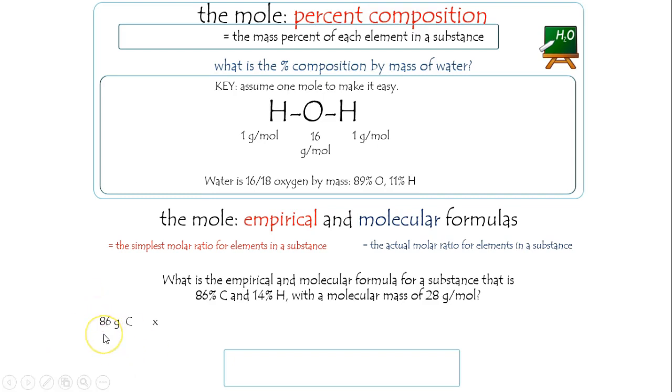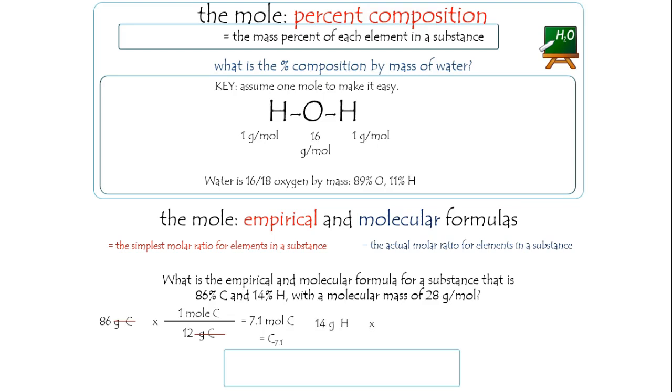hydrogen. So if 12 grams is a mole of carbon, we have 86 grams. We have 7.1 moles of carbon. A little trick that I like to use to keep me on the right track is to put it down on the bottom. That's done. Of course, it doesn't look very clean, but we'll come up with a quick method for turning that into a whole number in just a minute.